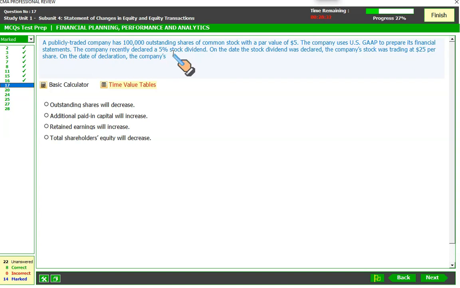I hope all of you know that when the stock dividend is small, we take the market value of the stock and debit retained earnings with the market value. I hope you remember from our previous class. On the date of declaration, the company stock was trading at $25. The par was 5, but the market value was 25. So when the stock dividend is small, we debit retained earnings not with the par, rather we take the market value. So what would the company do on the date of declaration?